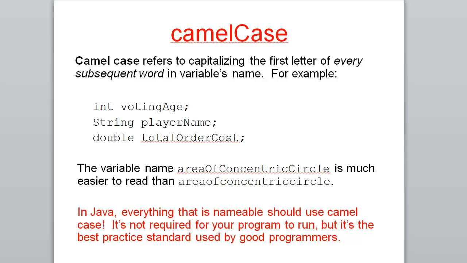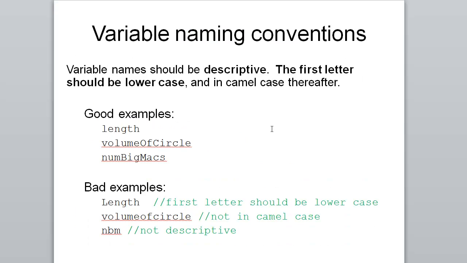So if you look here, the variable name areaOfConcentricCircle is much easier to read than this areaofconcentriccircle. Those capital letters help to offset, and your eyes can easily see where the words break up. So whenever you're naming variables, you should always start off with a lowercase letter and then use camelCase. You also want to make sure that your variable names are descriptive, so that whenever you see that variable name, you kind of know what it represents. So length, volumeOfCircle, numBigMacs, those are all good examples of variable names because you kind of know what would be stored there.